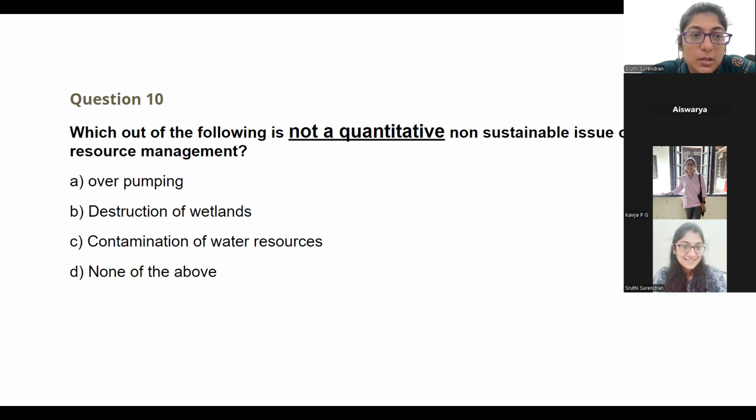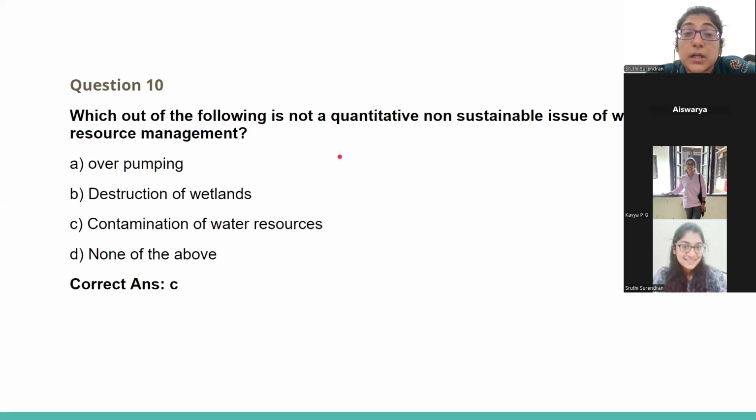Okay. So we had studied about the quantitative non-sustainable issues of water, which includes destruction of wetland, then over pumping, salinization of soils, etc. So over pumping, destruction and all come under quantitative. They're asking which is not a quantitative. Contamination of water resources is impacting the quality. So it is a qualitative issue. So correct answer for this question would be option C.